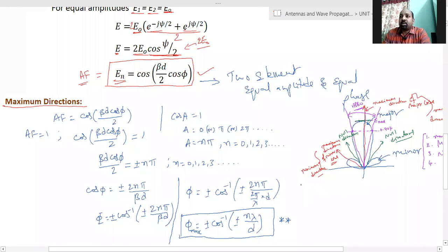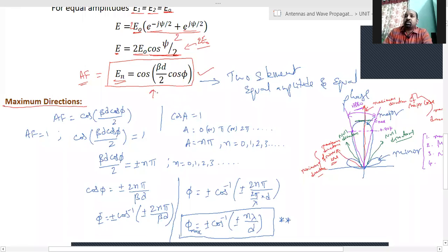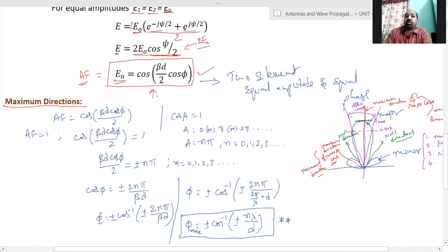In the last class, I derived the expression for the array factor. This one you can see here. So this is the expression for the array factor.